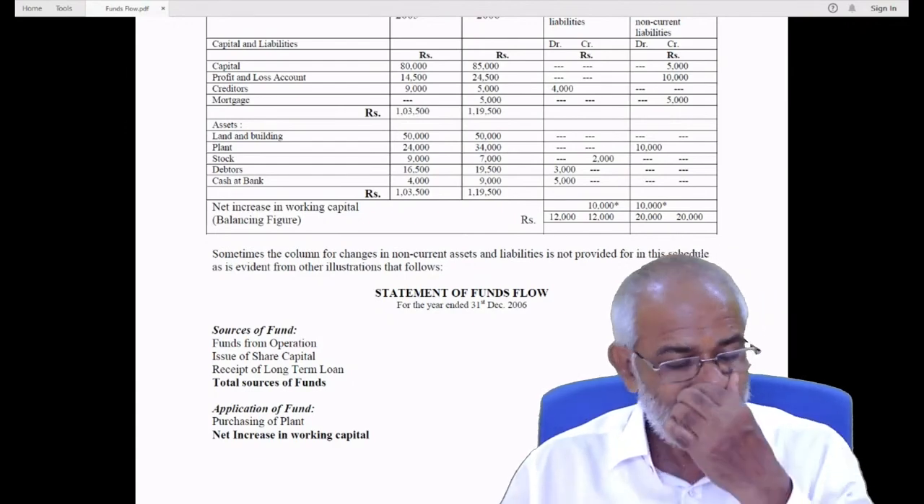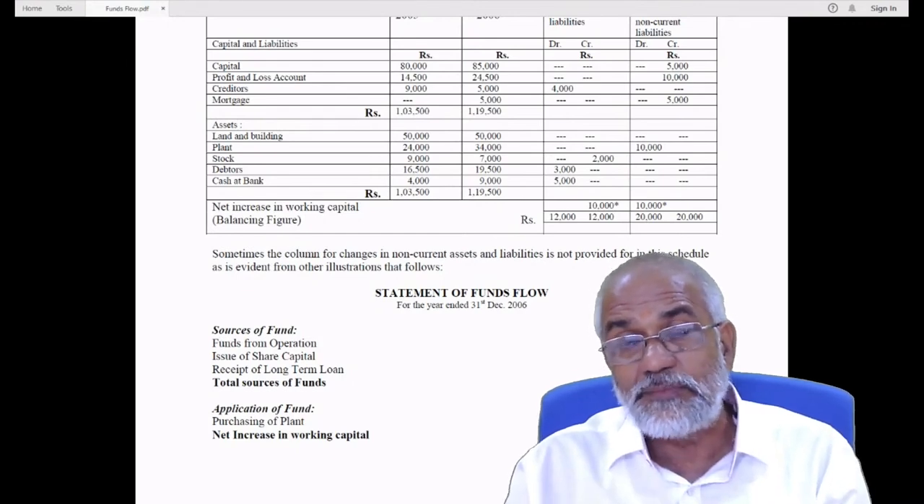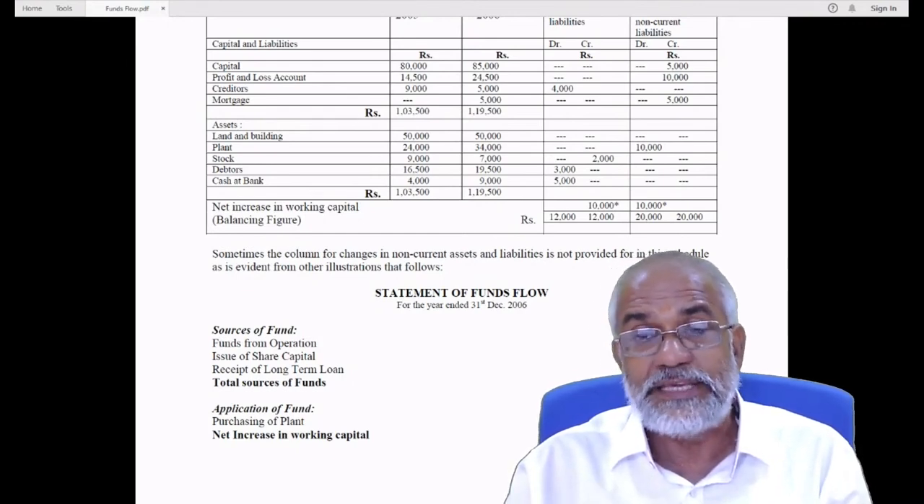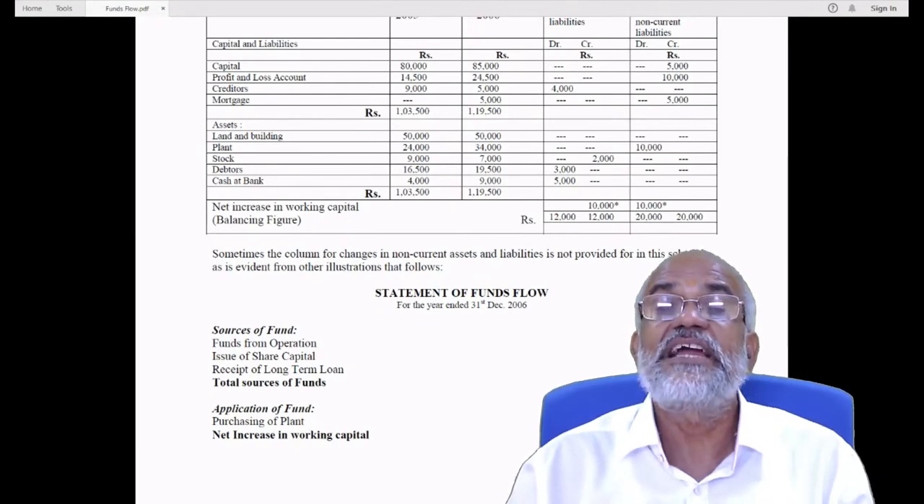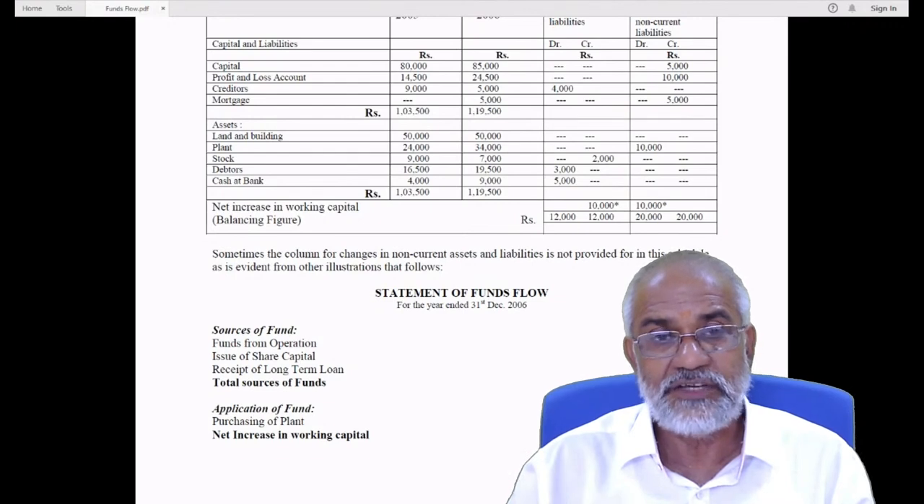Let us come to the application part. I have said that the items appearing in the debit column of the non-current category would all be applications of funds. The first item appearing in the debit column of the non-current category, that is 10,000 rupees, is on account of plant.